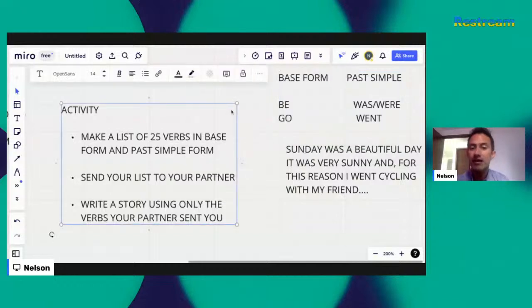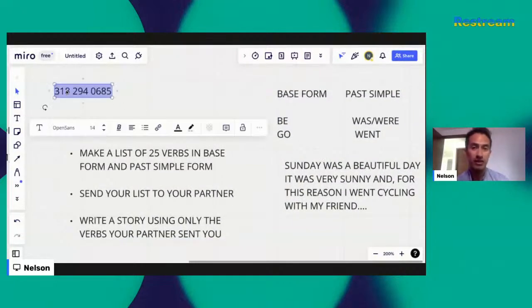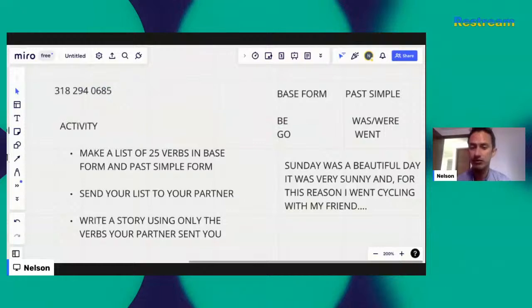Again, if you have any questions about this activity, just message me on WhatsApp, and I will help you if you have any questions. I hope you don't have questions. It's a very simple exercise. Make a list, change lists with your partner, and then write a story using only the verbs that you have.